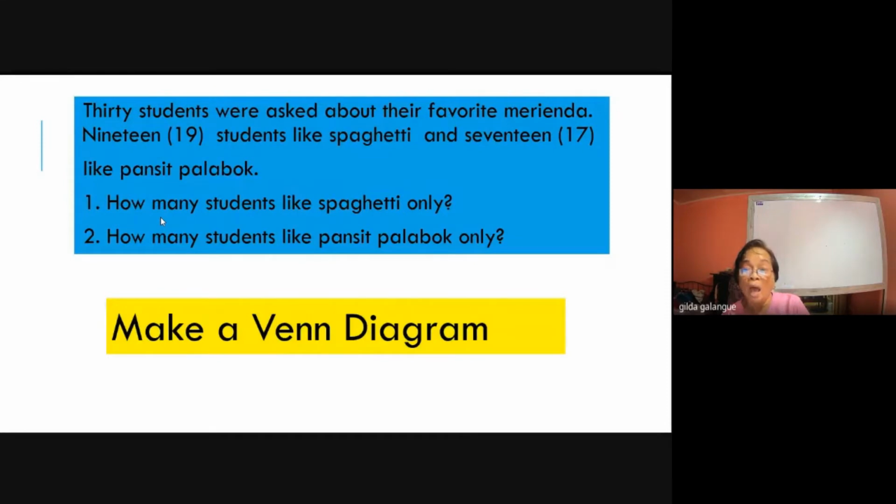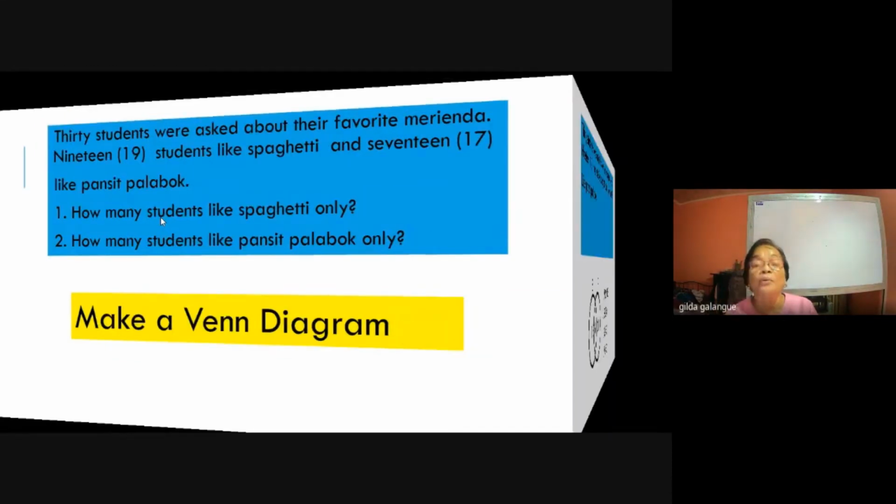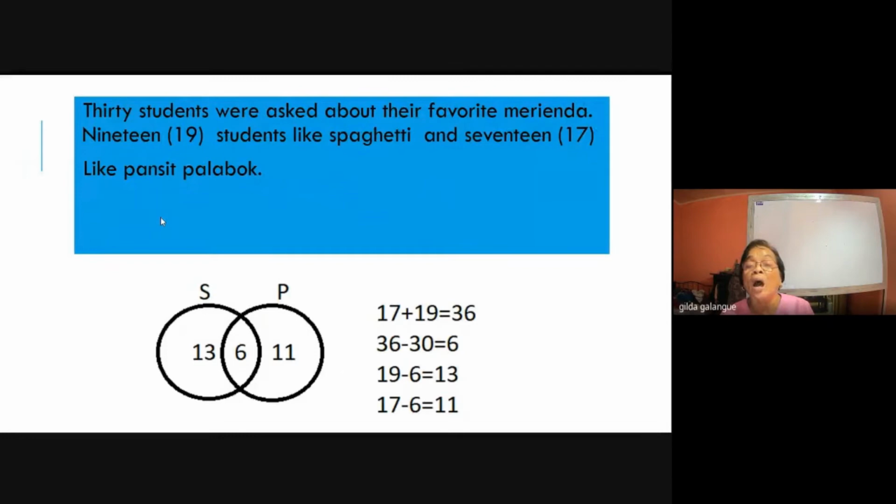30 students were asked about their favorite merienda. 19 of the students like spaghetti and 17 like pancit palabok. How many students like spaghetti only? And how many students like pancit palabok only? So we need to make a Venn diagram. Making the Venn diagram, we have 30 students who were asked.